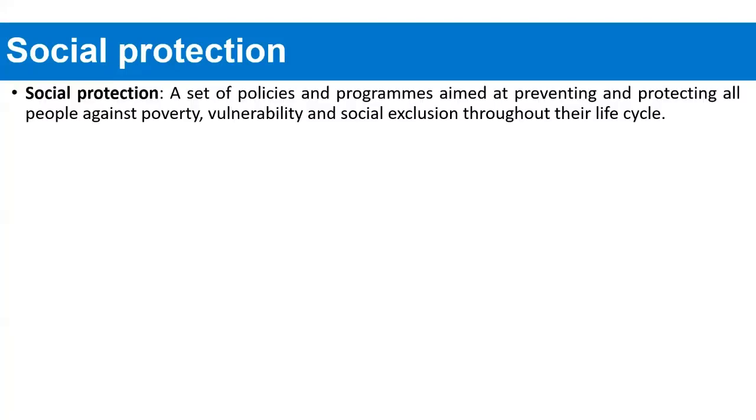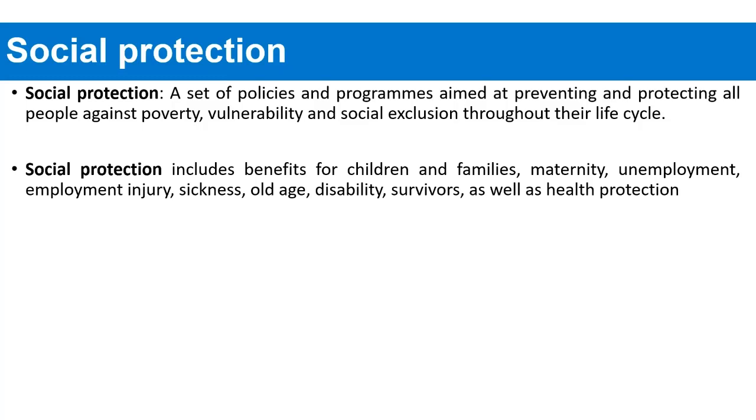What is social protection? Social protection can be defined as a set of policies and programs aimed at preventing and protecting all people against poverty, vulnerability, and social exclusion throughout their life cycle. The life cycle, we'll come back to it, is from childhood until adulthood, until the person dies. So social protection can include benefits for children and family, maternity, unemployment, employment injury, sickness, old age, disability, survivor benefits, as well as health protection.